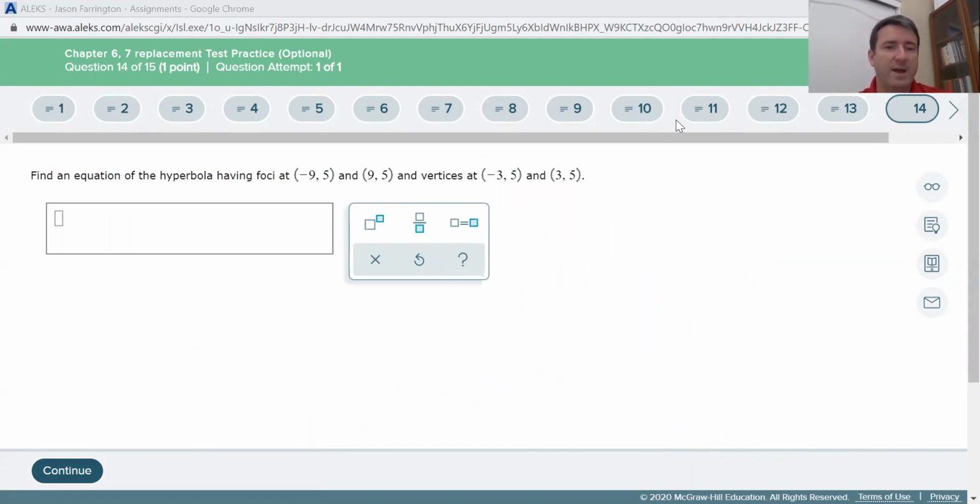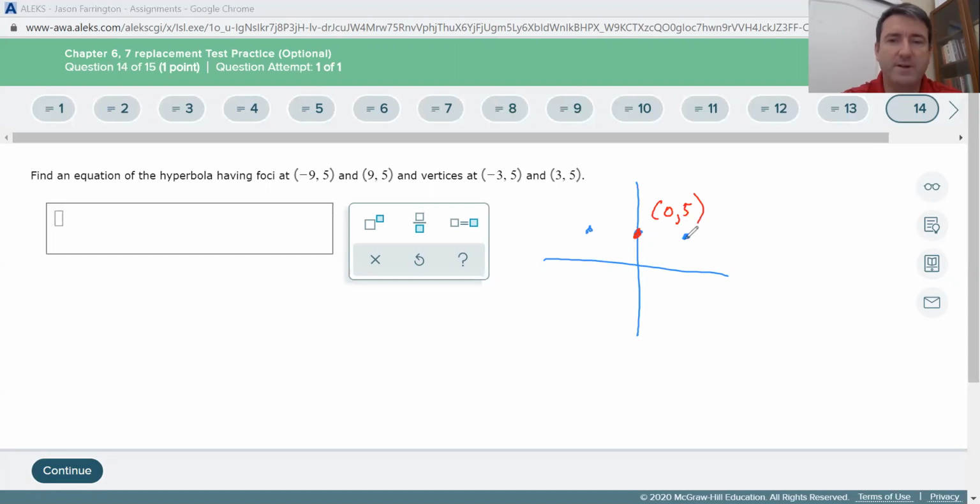All right, find an equation of the hyperbola having foci at negative 9, 5 and 9, 5, and vertices at negative 3, 5 and 3, 5. So let's sketch a graph of what's happening here. So negative 9, 5 and 9, 5. If those are the foci, then the center has to be right here in the center at 0, 5. So our center is going to be at 0, 5. So that's half the battle here.